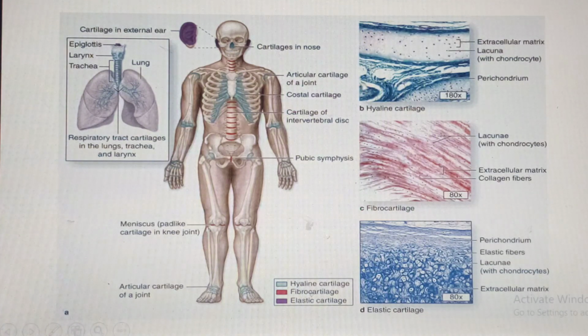But in the case of articular cartilages, the cartilages which find themselves at the ends of these long bones, they are devoid of perichondrium. As you can see again, elastic cartilage also has perichondrium, but fibrocartilage blends with the surrounding connective tissue. It is lacking perichondrium. So we will see that.